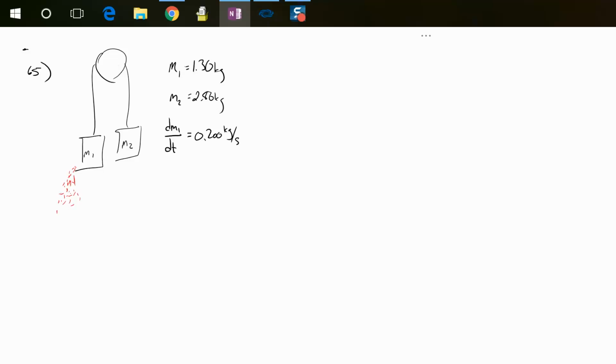And so it starts at a mass of 1.3 kilograms and is losing mass at a rate of 0.2 kilograms per second. So the first thing we really want to do here is try to write this, m1 as a function of time is going to look like 1.3 kilograms minus 0.2 t. I'm going to leave off the units because that's just going to be annoying otherwise.